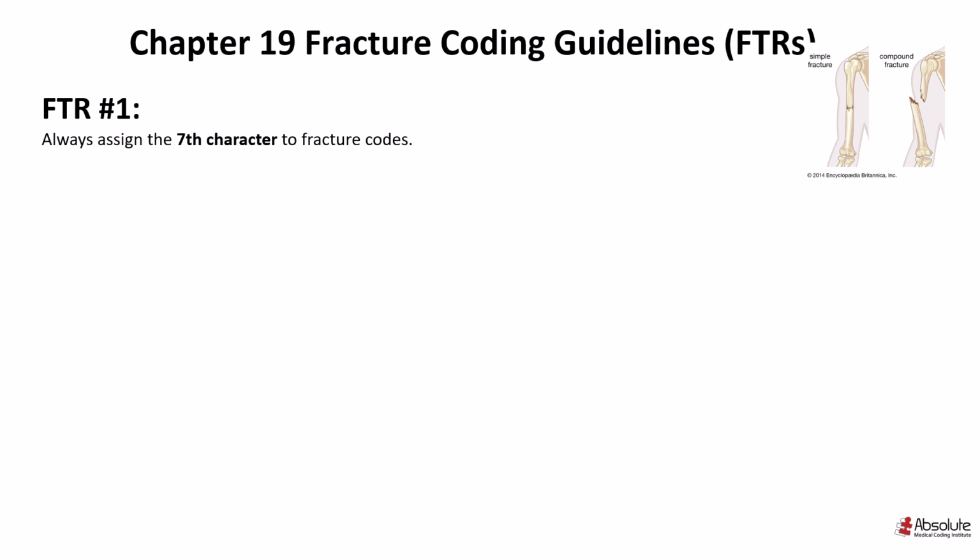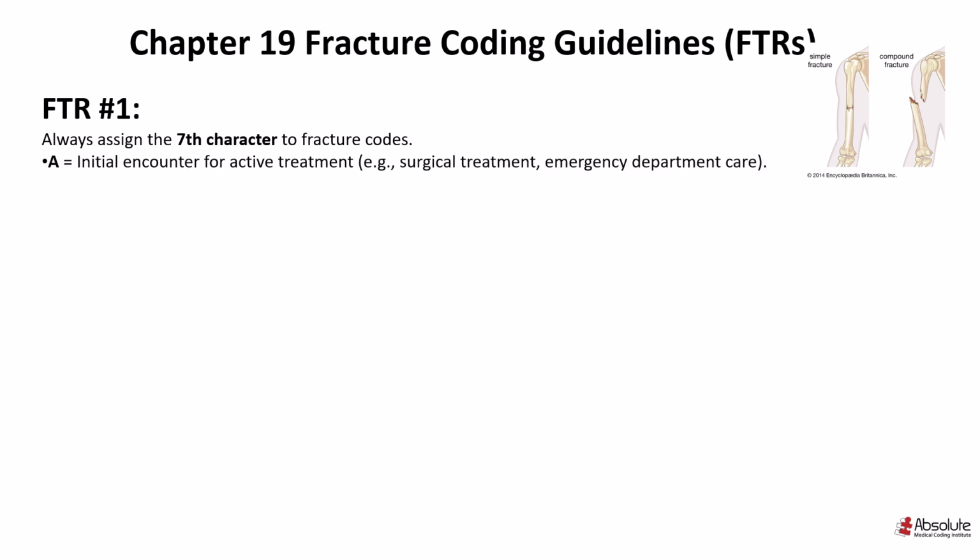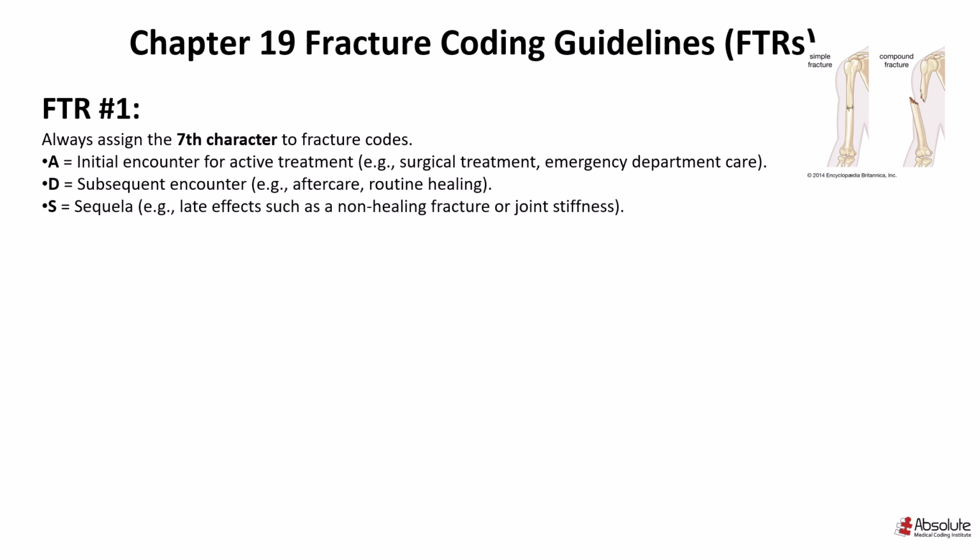Yeah, so chapter 19 has seventh character extenders. Typically it's going to be an A for initial or active treatment, D for subsequent encounter, S for sequela. Now, coders, there are many more than these three, but these are the most common three. You're going to learn about some of those seventh character extenders.